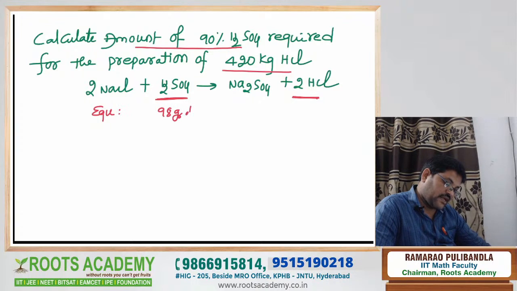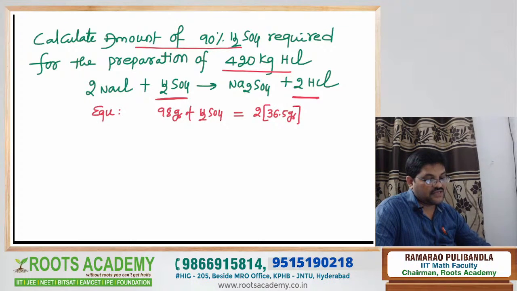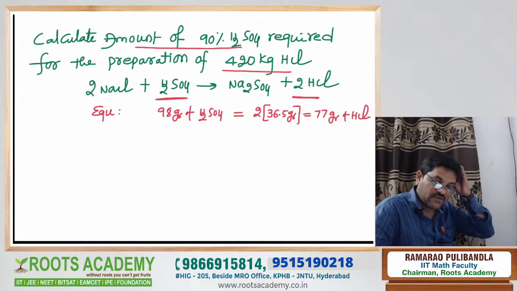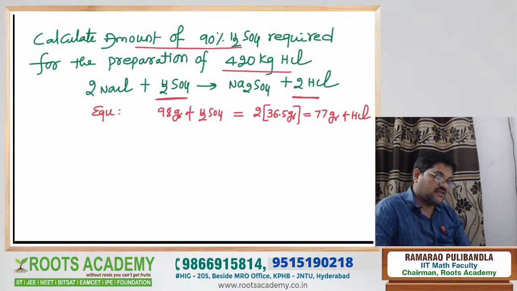According to the equation, 98 grams of H2SO4 is equal to 2 into 36.5 grams, that becomes 73 grams of HCl forming. That means 98 grams of H2SO4 reacts with 2 moles of NaCl to give 73 grams of HCl. Now in the question, equation completed, how much HCl is given? 420 kg.